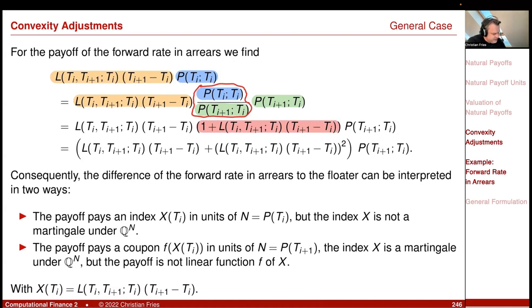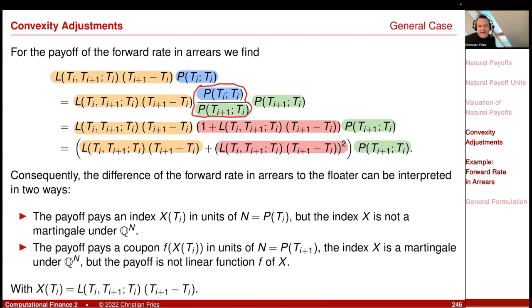You see everything here is observed in T_i. Yeah? So that's also the observation time of this interest rate. And I multiply now with the natural unit. I multiply my index. So now I can multiply this out. You see I have my index multiplied with this one here. And then I have the index. My index is L times the time period. And you see, this is nice here. It's again L times the time period. So I have my index squared, multiplied with the natural unit.